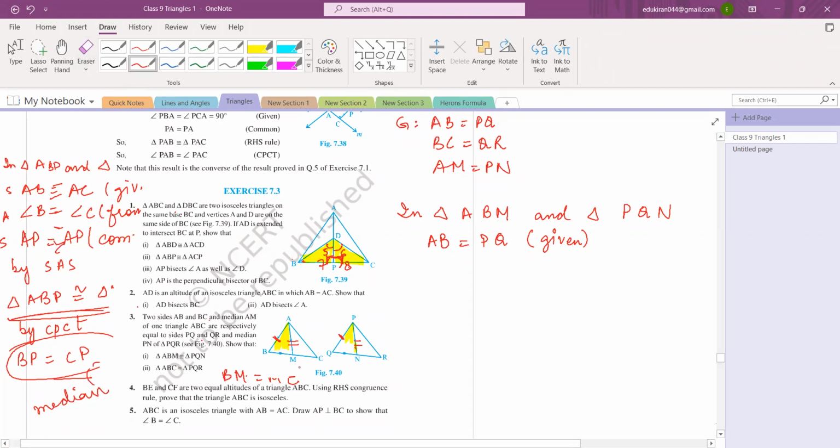Yes, ma'am. Mridula? Yes, ma'am. See, it is given that this complete side BC is equal to the complete side QR. Fine, it is given. Now, one thing is given that AM is the median of BC, so this side is equal to this side. Only this much is given. It is not given that this side is equal to this side. Okay.